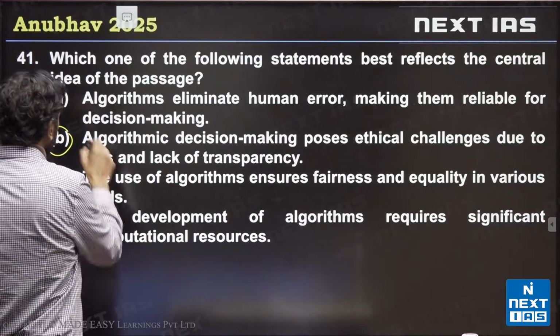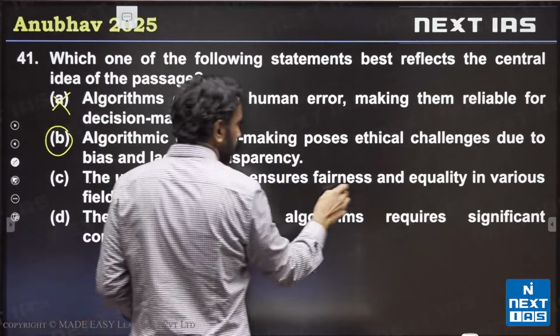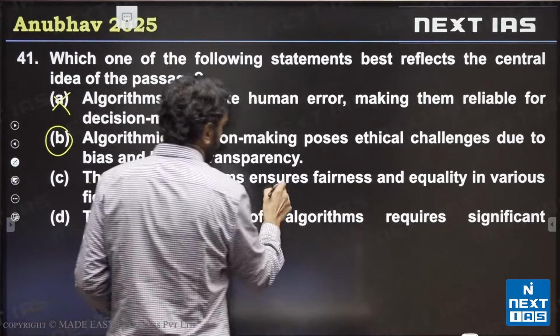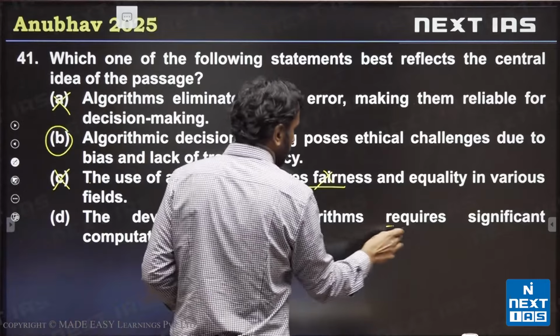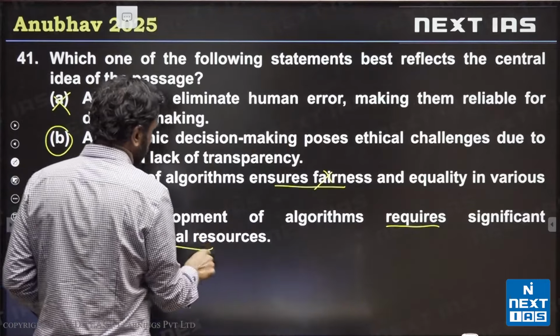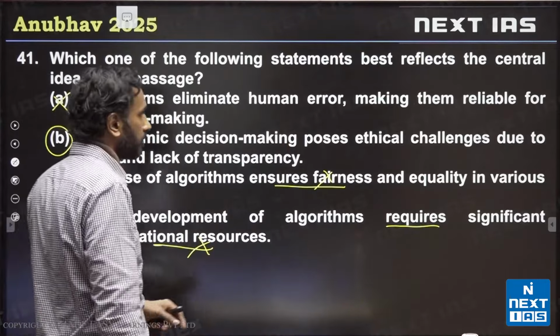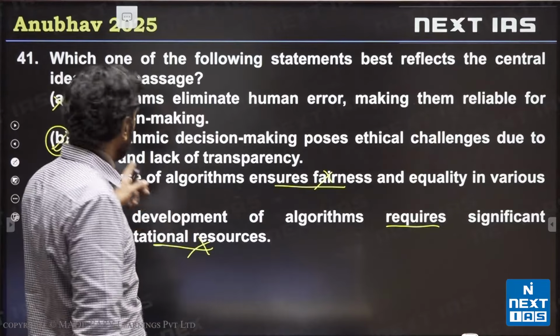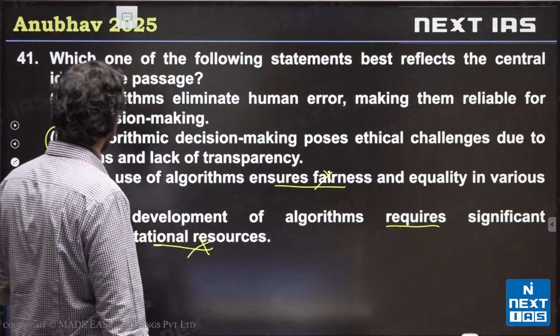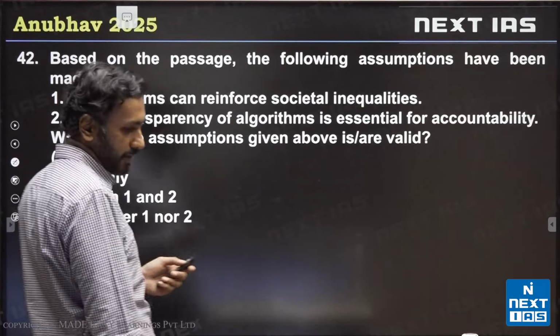C says the use of algorithms ensures fairness and equality in various fields. So ensures fairness is the opposite of what is stated. D says development of algorithms requires significant computational resources. No mention of ethics, no mention of what impact it can have. Only option B actually discusses the author's main point. Very easy question from a very easy passage.